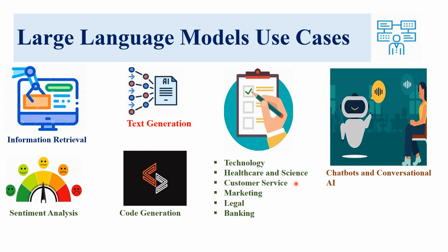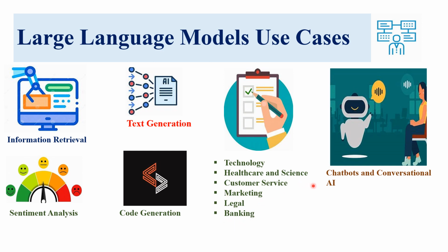Then in customer service, like chatbots and conversational AI: my phone is not working, I want a customer representative number. Sure, as per your query, you must try this, that. So it's a customer service type of app. Then in marketing, we can generate campaign ideas, provide pitch examples, or do sentiment analysis.